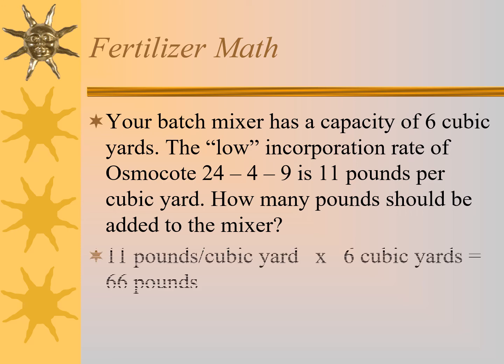And the answer would be 66 pounds, because it has a capacity of 6 cubic yards times 11 pounds of fertilizer per cubic yard would give you a total of 66 pounds of fertilizer that would need to be added to this batch mixer. Now, this is providing that the batch mixer is filled to its full 6 cubic yard capacity. If you're mixing less than 6 cubic yards, then obviously you would need to adjust the rate.